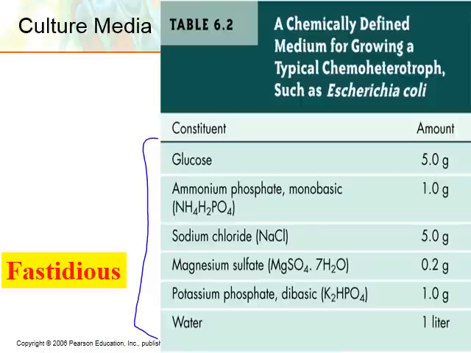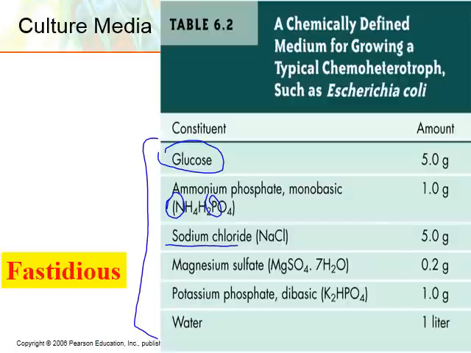media for them. So if we look here, glucose. We talked about how glucose is an energy source in chapter 5 when we went through cellular respiration. It's a carbon source. Okay? And so we put a certain amount in there so that these bugs can make ATP. Ammonium phosphate, we need a source of nitrogen for our nucleic acids and also for amino acids. And we need phosphorus for our nucleic acids, phosphate groups, and for our phospholipids.